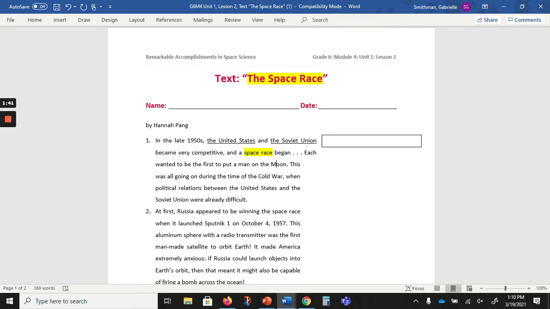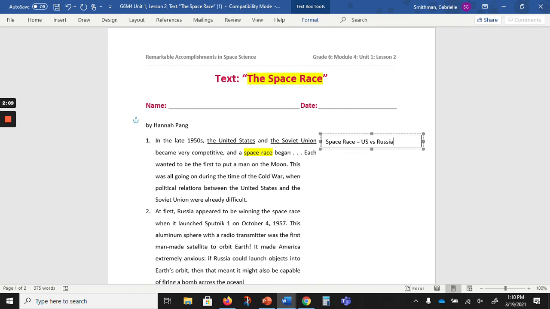It looks like these are the major players in the space race, so I'm going to add a quick note. I'm just going to literally write over here that the space race is the US versus Russia. And I'm going to use that word Russia because that's easier for me to remember than the word Soviet Union.